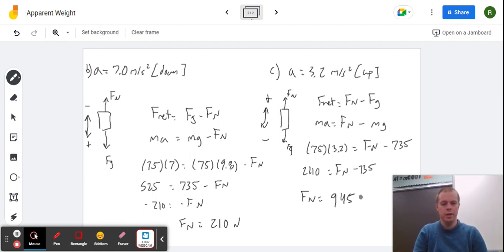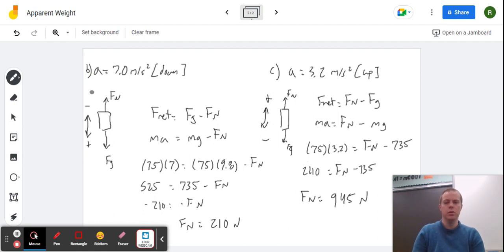So we get 945 newtons. What that means is when you are in something that is accelerating upwards, you are going to feel heavier. The normal force has to put in more work here, right? So the normal force vector is going to be larger.